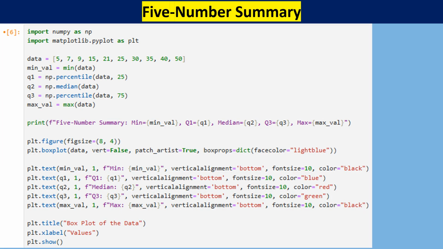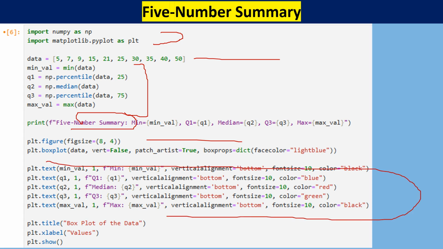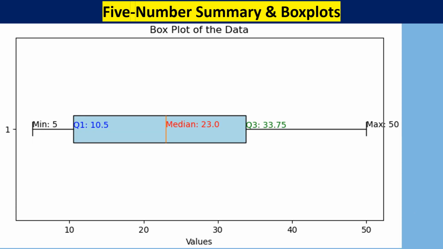So for the 5 number summary, we again import libraries, then a sample dataset, and then we compute the 5 number summary. Print the 5 number summary here and create a box plot and annotate the 5 number summary on the graph. And then labels and titles. So these are the results. The minimum is 5, Q1 is 10.5, the median is 23, Q3 is 33.75, and the maximum is 50.